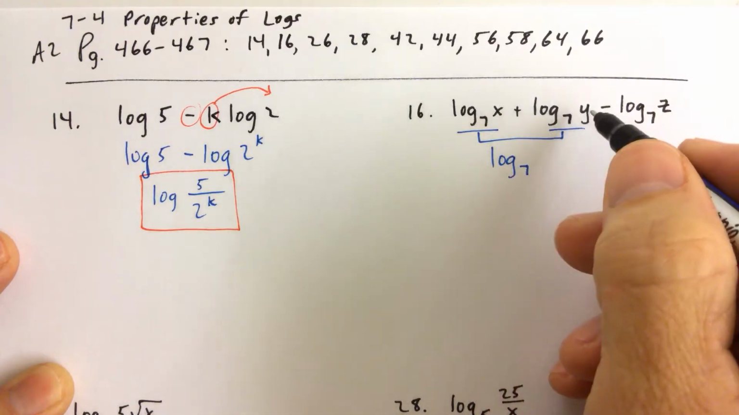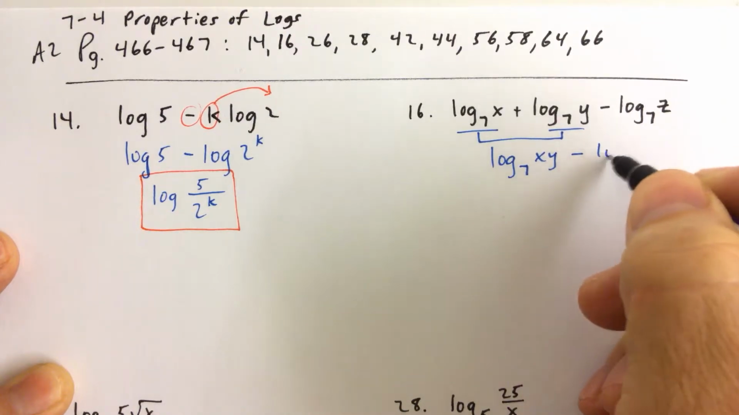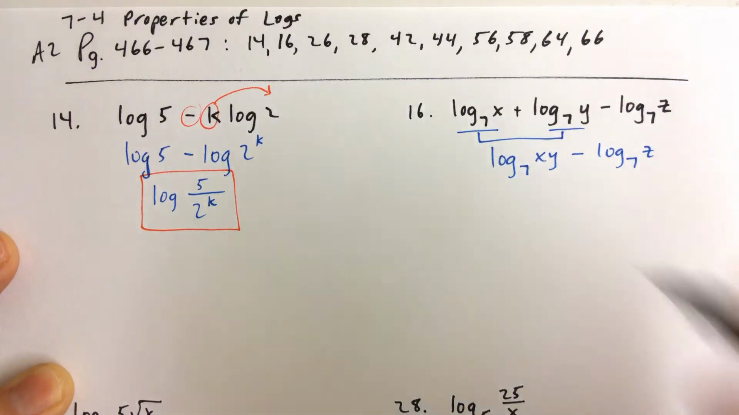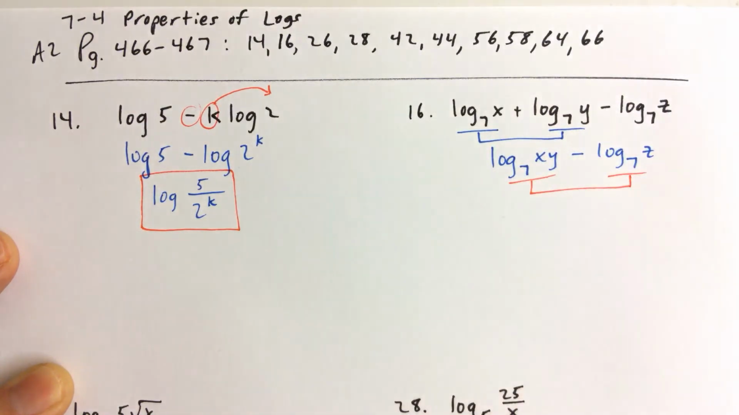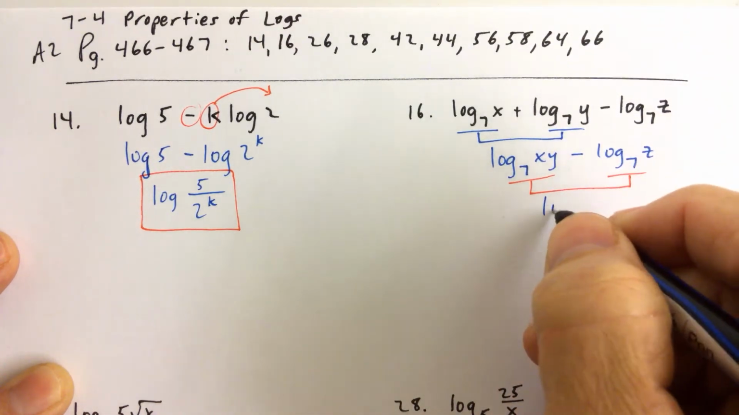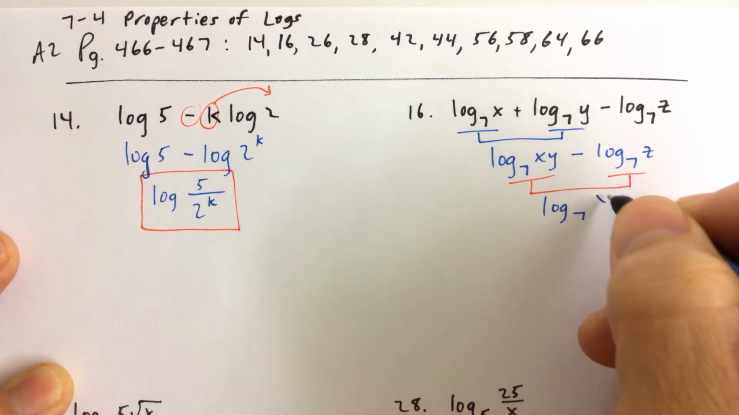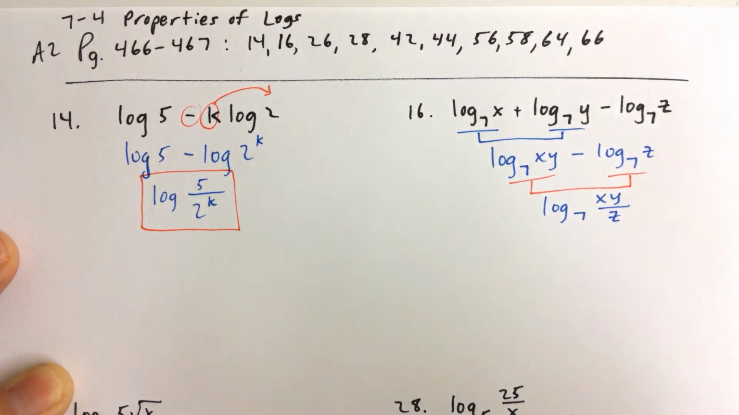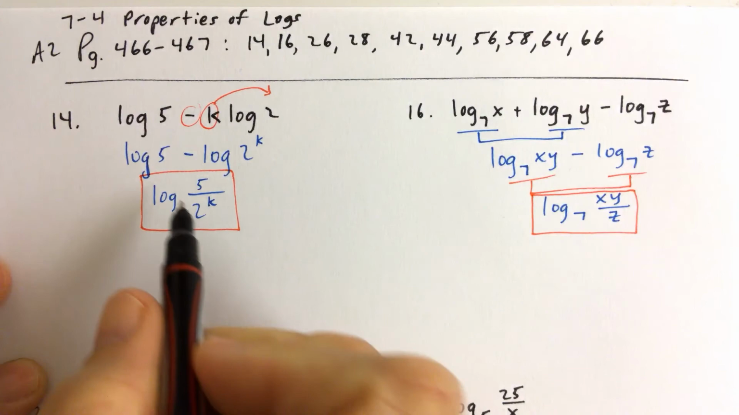And so we have x times y as the argument in the first log, and we still keep the log base 7 of z. And then we notice that we have 2 logs, same base, and we combine the 2 logs. We have the difference of logs, and so that means that we have the log of the quotient. So the log base 7 of xy over z. Now we have rewritten those two expressions in 14 and 16 as a single log.